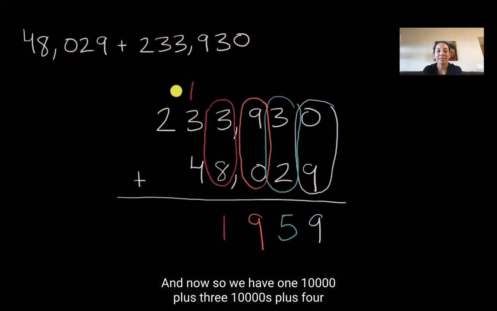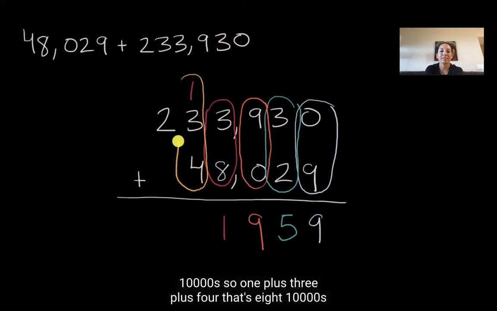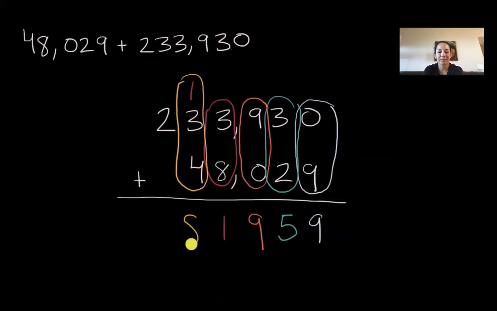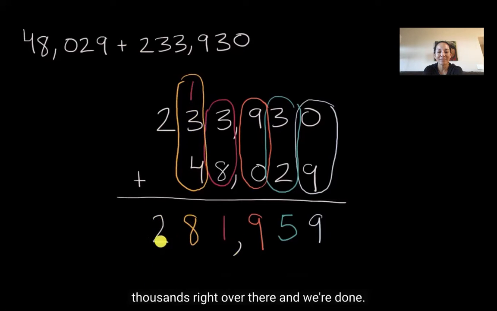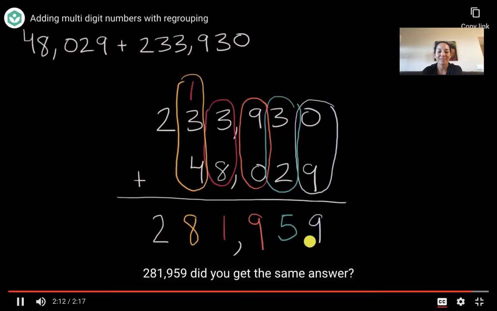And now, so we have 1 ten thousand plus 3 ten thousands plus 4 ten thousands. So 1 plus 3 plus 4, that's 8 ten thousands or 80,000. And then last but not least, we have these 200,000s right over there, and we're done. 281,959. Did you get the same answer?